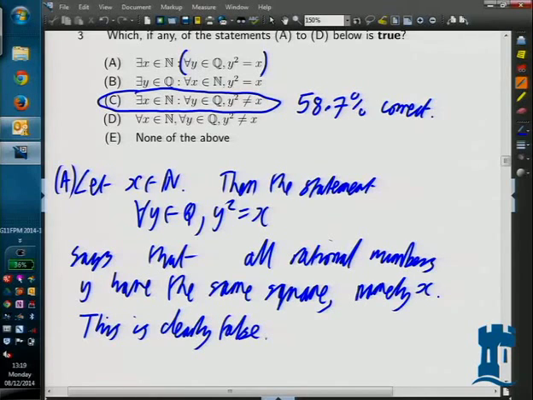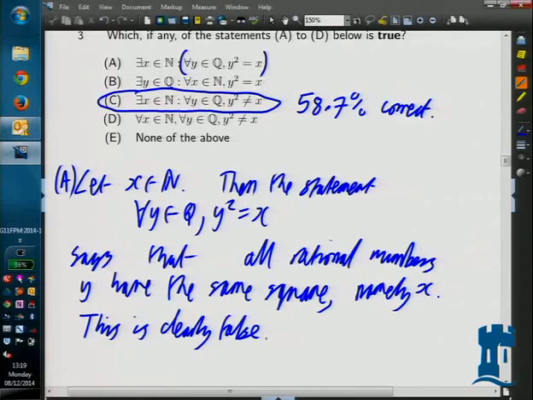Well, at least it's clearly false to me, and I'd accept that it's clearly false. If you wanted to justify it, you would probably just give two different y's whose squares are different and say, well, they can't both be x. And so no matter what x you try, this is going to fail. So that one is wrong.